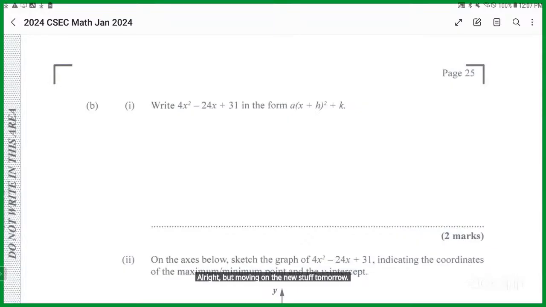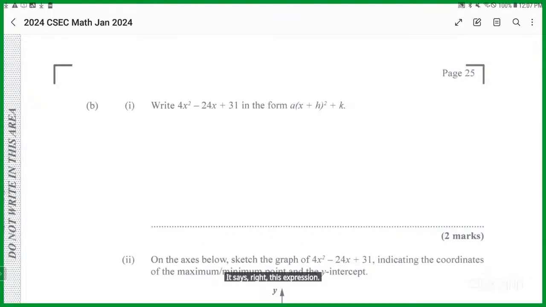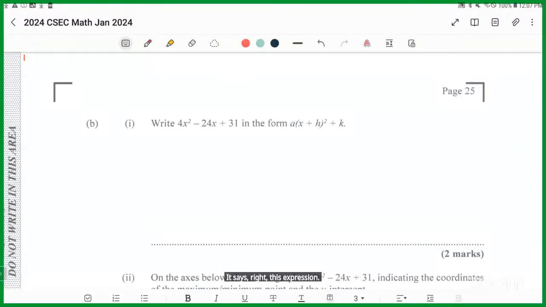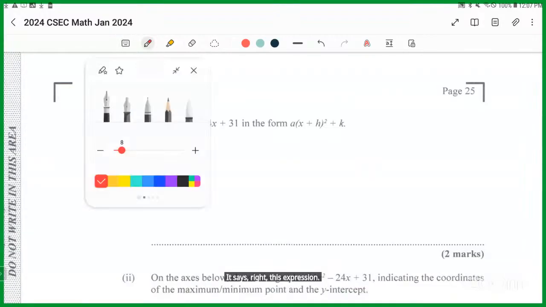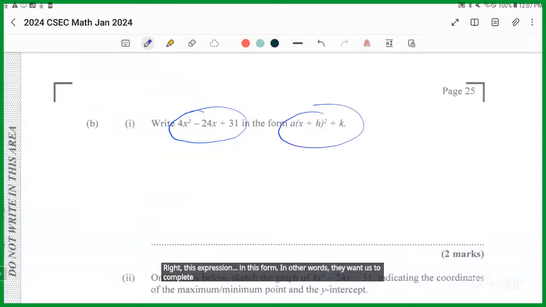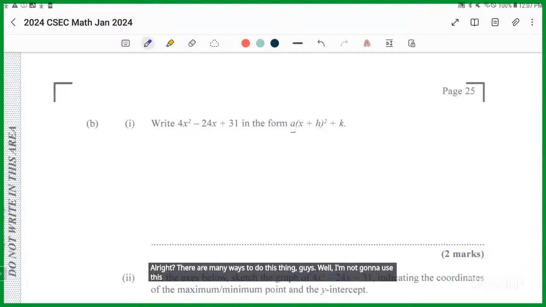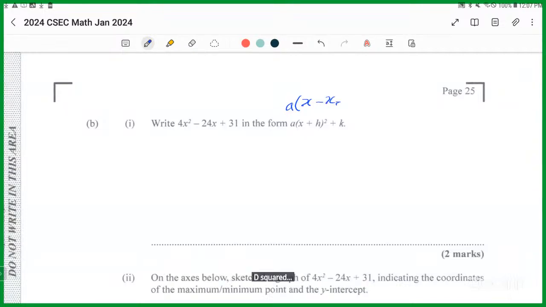Alright, look at this one on the screen now. Typical question. Simple, straightforward. It says, write this expression in this form. In other words, they want us to complete the square. And so don't give a lot of space to do it. Alright? There are many ways to do this, guys. But I'm going to use a(x minus xt) squared plus yt. I'm going to calculate my xt and my yt.